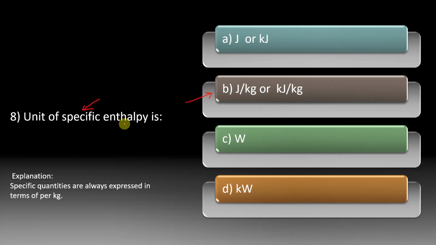So if it is a simple enthalpy, then it will be in joule or kilojoule. But if it is a specific quantity, it will be in joule per kg. For example, if it is a specific volume, then it could have been written in terms of meter cube per kg, correct? Volume per unit mass.